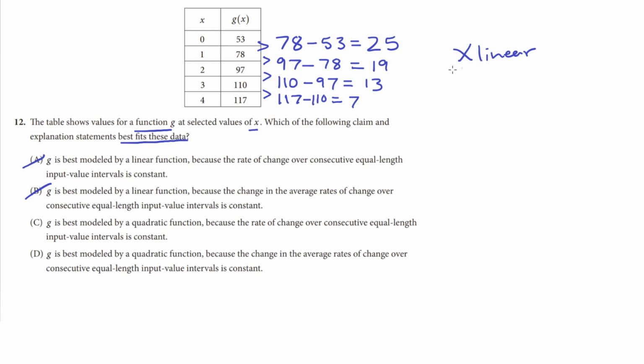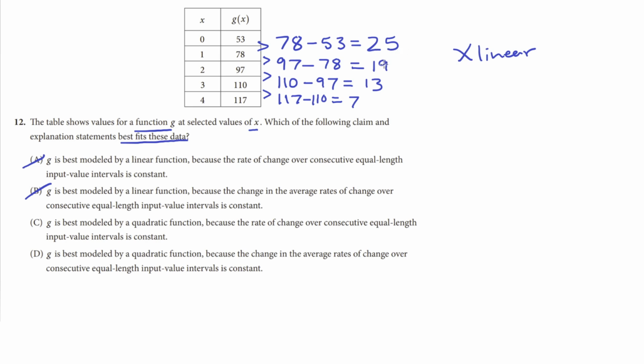Now, to determine whether it is quadratic, we need to look at the average change in the rates of change. So these are the rates of change. We see that from 0 to 1, the total change in g of x is 25 for every one increment, and that changes. So let's find the changes in those rates of change.